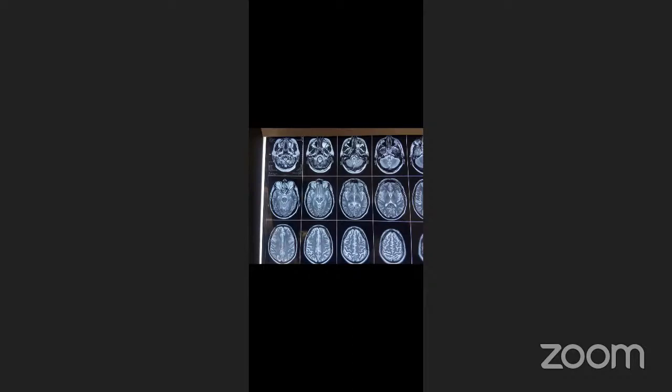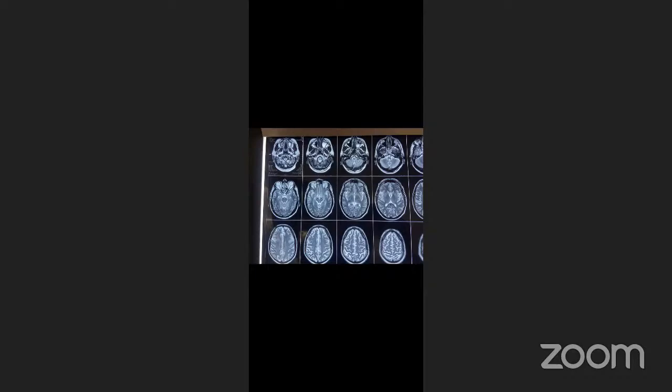So the MRI was done, and it was normal, except that the right CCA and ICA were completely blocked. This time he presented to me with 2 or 3 episodes of blackout. All were in the standing position, and one episode was while doing some puja at home, lasting for a few minutes. So this is the MRI.